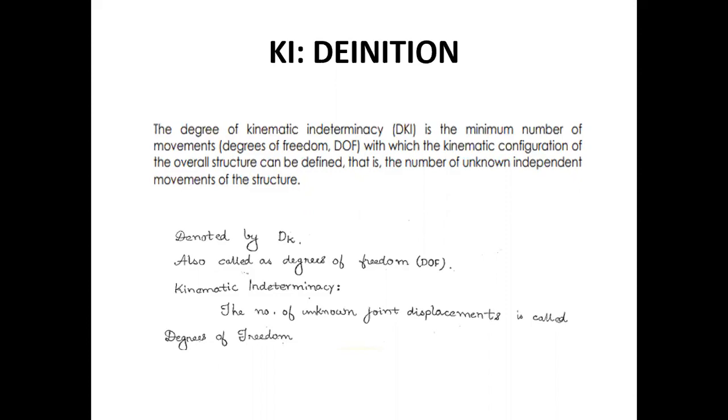Sometimes we say calculate the degree of freedom, and it simply means to calculate the kinematic indeterminacy of a structure. It is also denoted by dk. Kinematic indeterminacy, the number of unknown joint displacements, is called the degree of freedom.